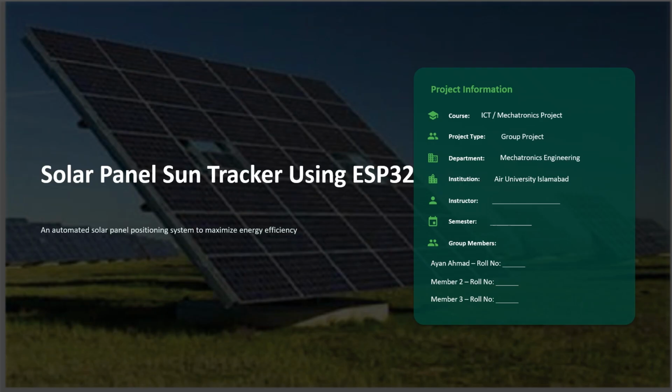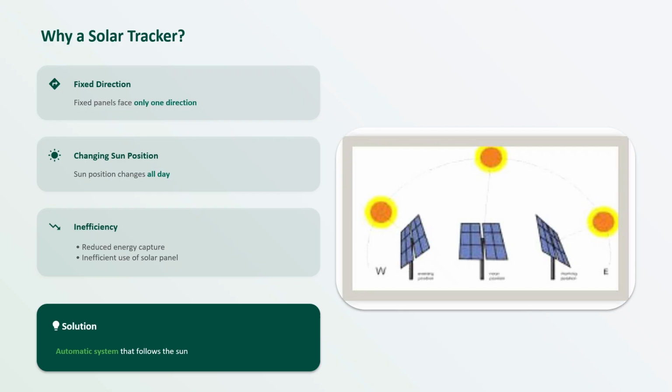We are presenting our group project titled Solar Panel Sun Tracker using ESP32. So basically our project is a part of our ICT mechatronics course and its main idea is to align a solar panel with the sun to improve its efficiency. Normally, the solar panels are fixed in one direction, but the position of the sun keeps changing throughout the day. Because of this, the panels are not always at their best angle and a lot of potential energy is wasted.